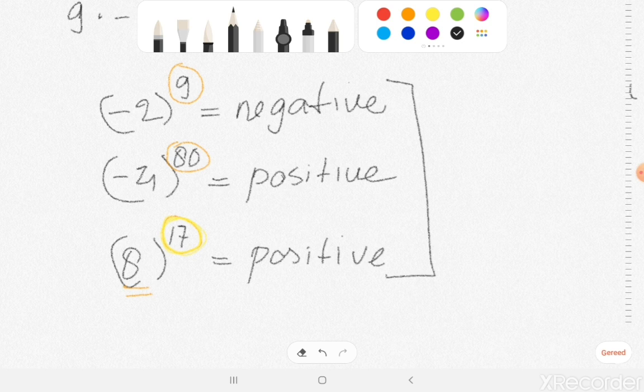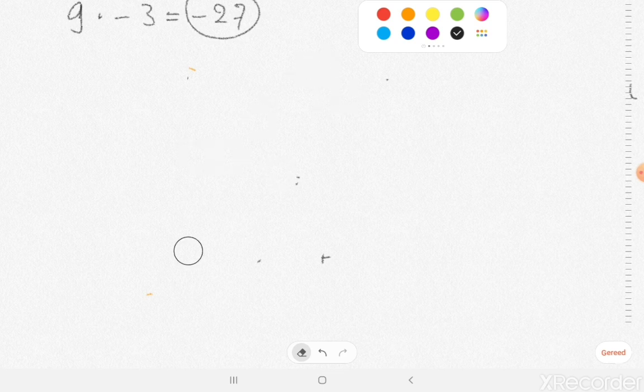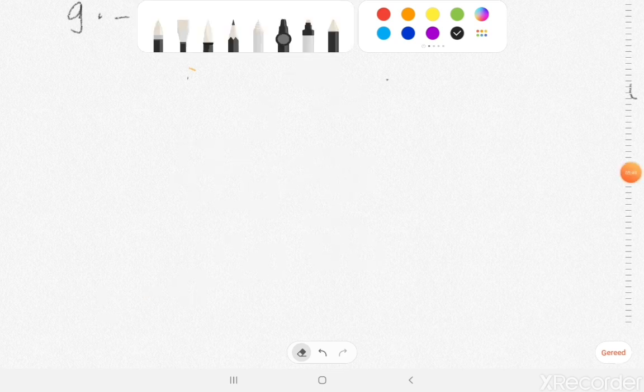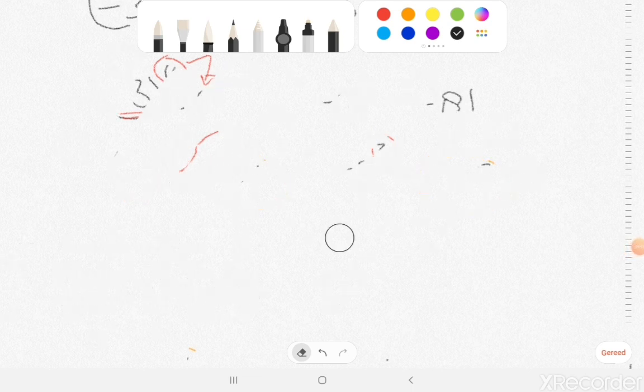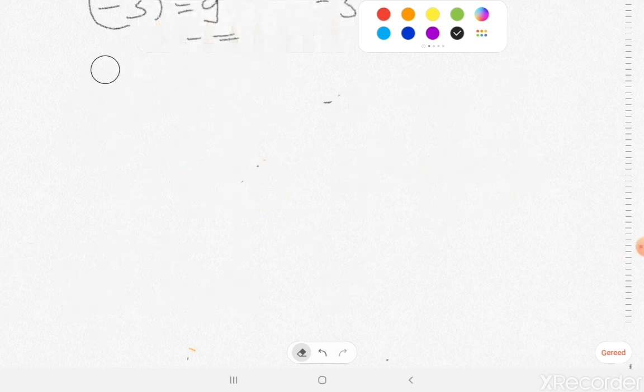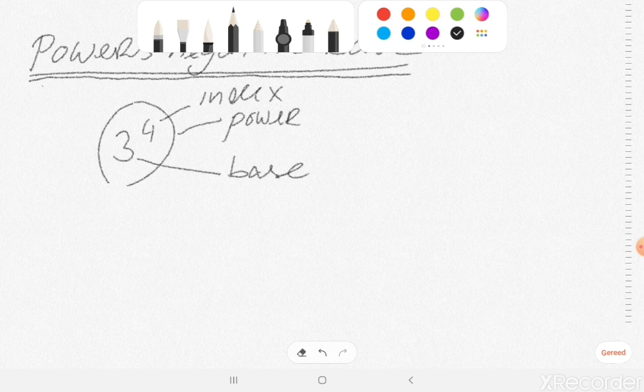Let me just have a look at exercise 35 on page number 112. Just erase everything. There you go. So the first exercise from exercise 35 was minus 2 inside the bracket to the power of 4.